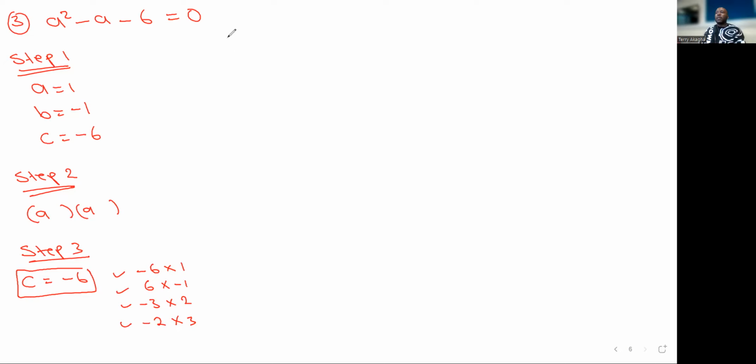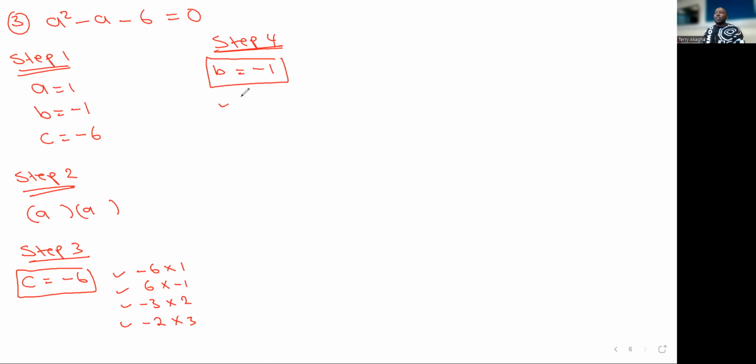Minus 6. Step 4, we then have to look for 2 numbers out of these product pairs that when we add, it is going to give us the b, and our b is minus 1. So we're going to check which of these product pairs that we have that when you add them together, it will give you minus 1.